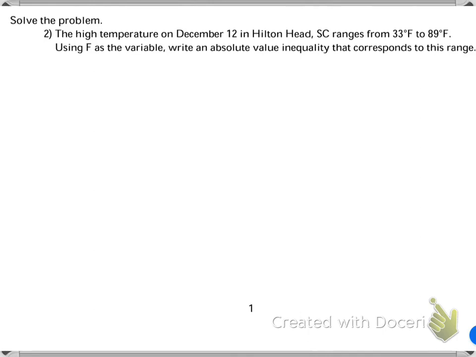An application. High temperatures between 33 degrees and 89. So what's the mean or the average between these two temperatures? Okay, 33 plus 89 is 122 degrees. Divided by 2, that equals 61 degrees. Okay, so that's your mean temperature.